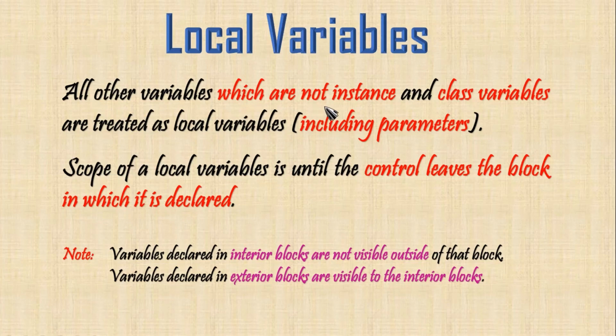All other variables which are not instance and class variables are treated as local variables, including parameters. Scope of a variable is until the control leaves the block in which it is declared. Variables declared in interior blocks are not visible outside of that block. Variables declared in exterior blocks are visible to the interior blocks.